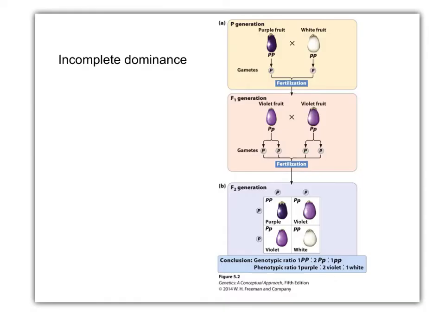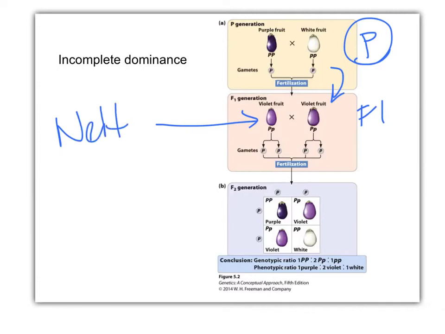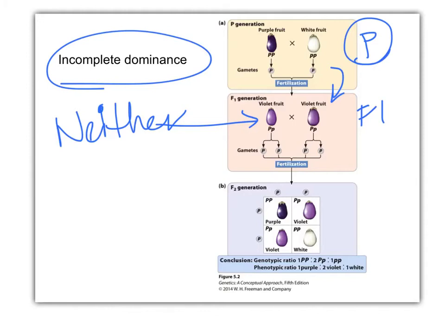All right. If we look at another example, where we don't know if it's complete dominance, incomplete dominance, or codominance, and we're just told that a parental cross, purple times white, ends up in the F1 being violet. What does that tell us immediately? Is violet the same as purple? No. Is white the same as purple? Is violet the same as white? No. Looks like neither. If it looks like neither, must be incomplete dominance, right?